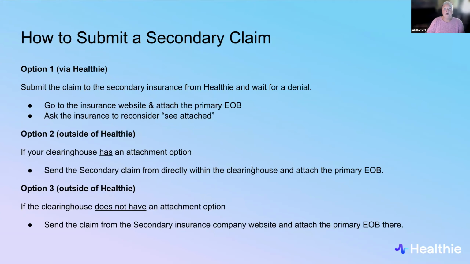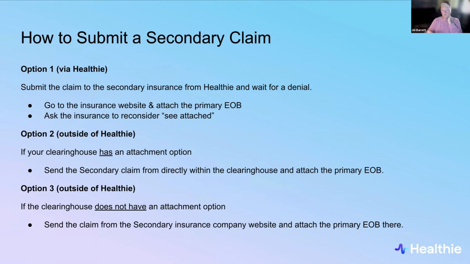Now, how do you submit to a secondary payer? There's a couple of options. If you're going to do it via Healthie, just submit the claim to the secondary insurance from Healthie and wait for the denial. You can go into the insurance website and attach the primary EOB and ask the insurance to reconsider and see attached. At that point, you can attach the EOB. They will process the reconsideration based off of the EOB and the patient responsibility.